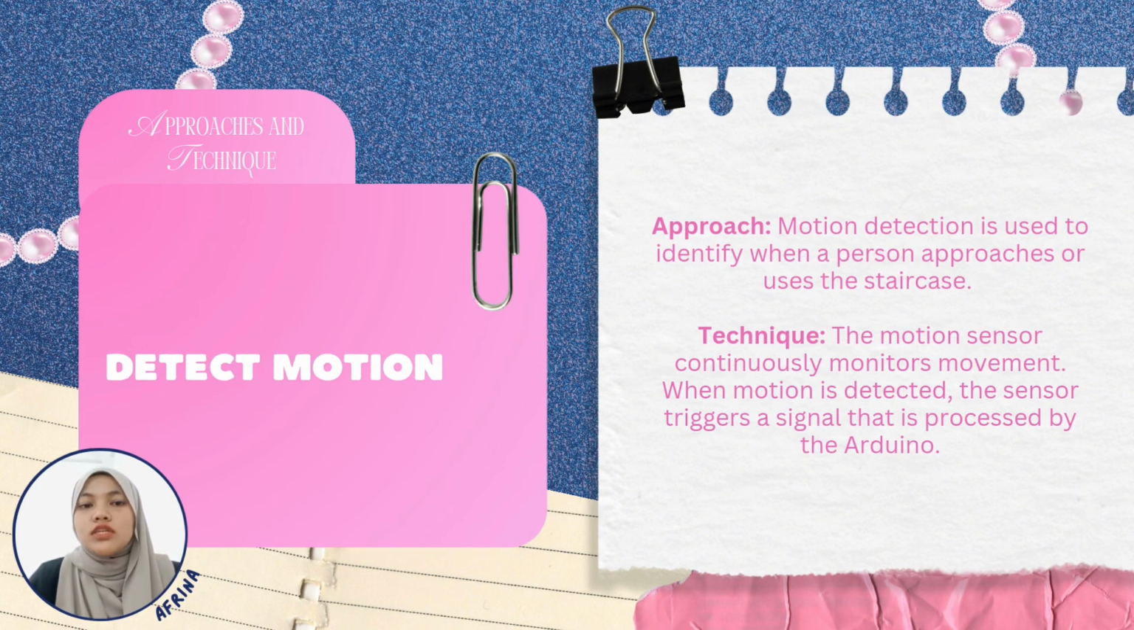The third one is the motion detection process. Motion detection is used to identify when a person approaches or uses the staircase. The motion sensor continuously monitors the surrounding area. Once movement is detected, the sensor sends a signal to the Arduino, indicating the presence of a user on the stairs.